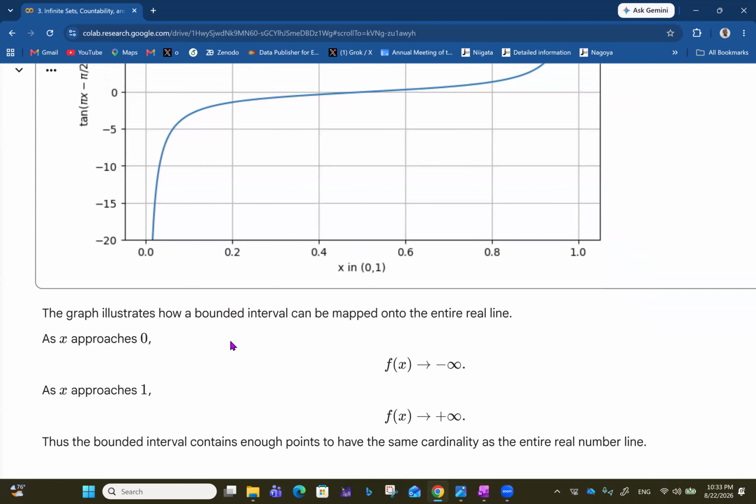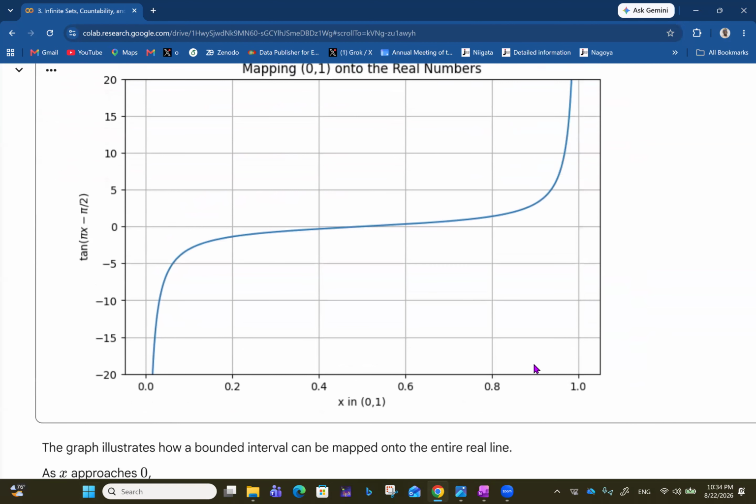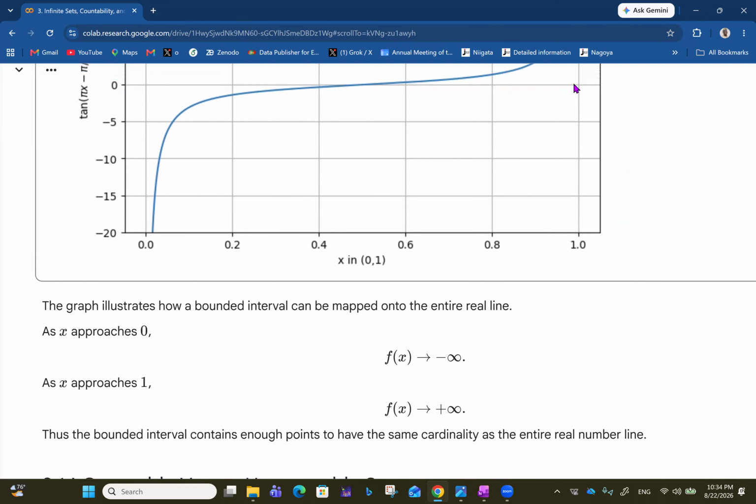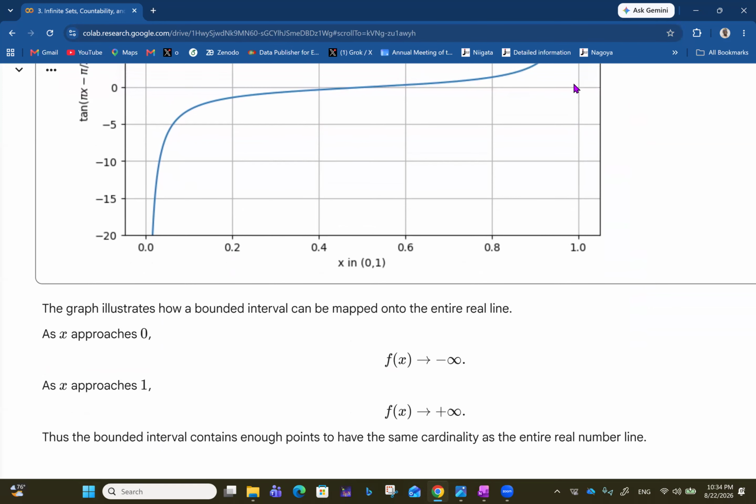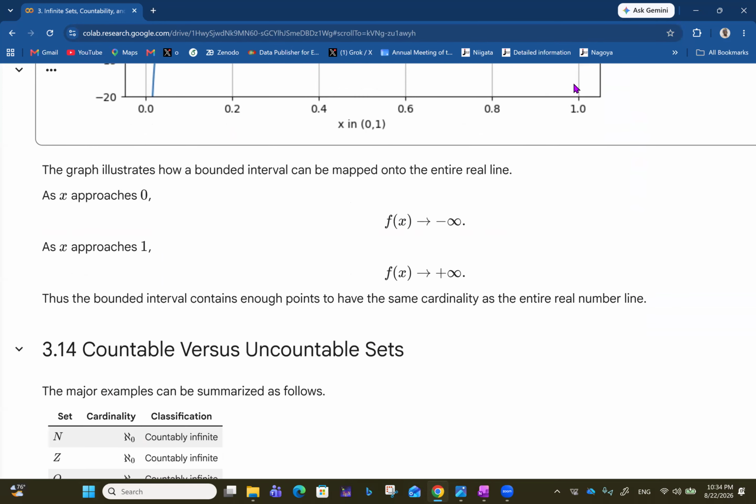As x approaches 0, the function itself approaches minus infinity. And as x approaches 1, the function approaches positive infinity. Thus, the bounded interval contains enough points to have the same cardinality as the entire real number line.